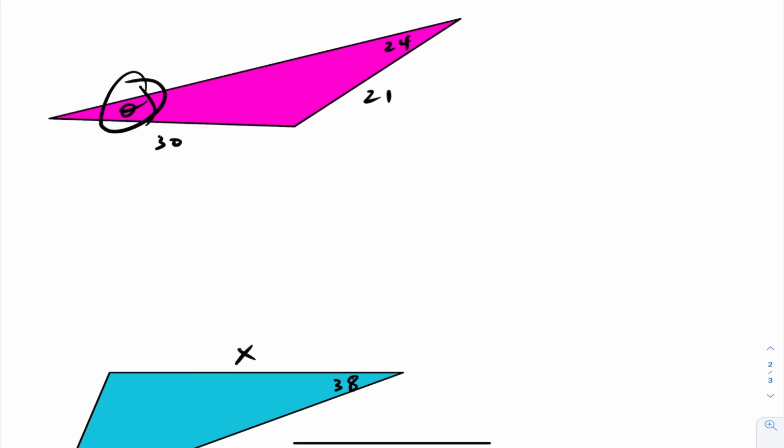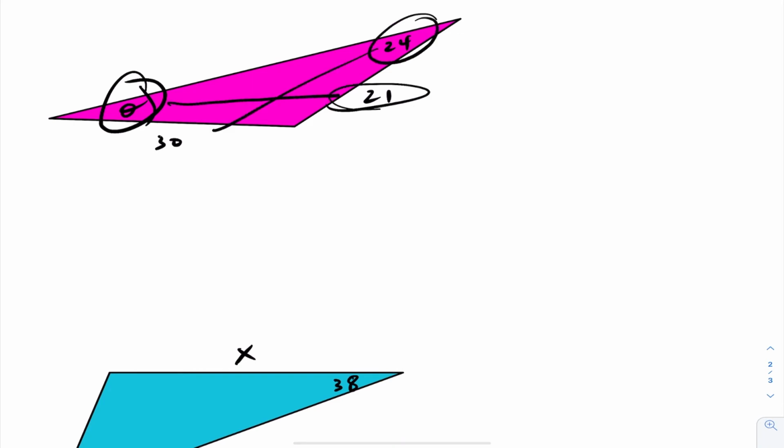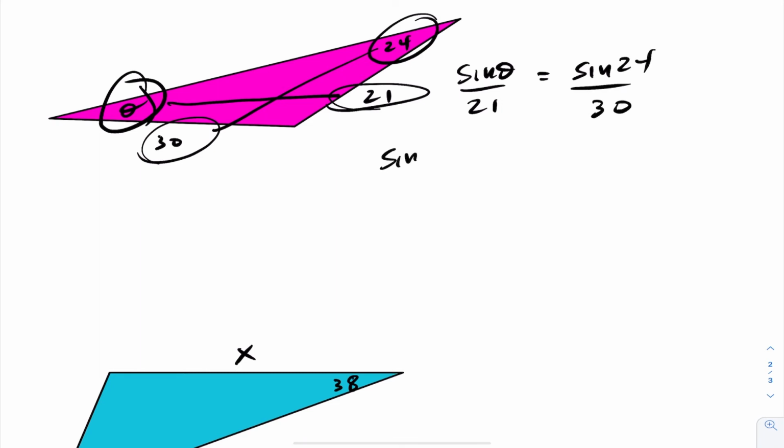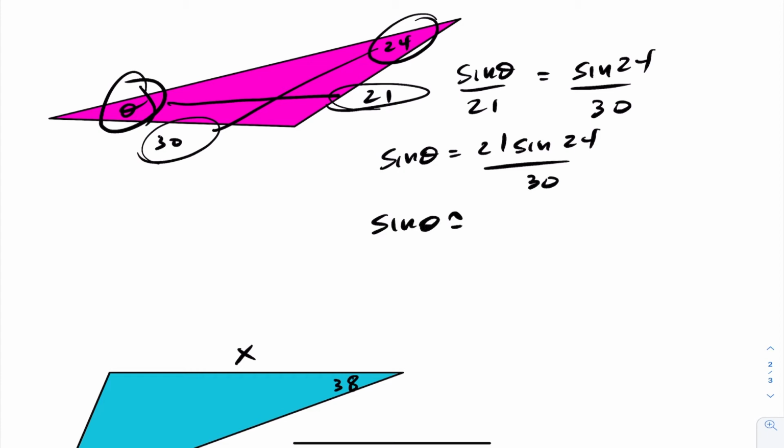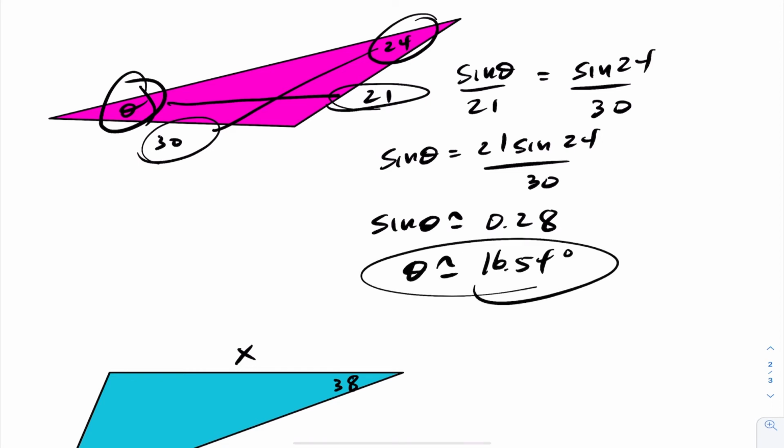So if I did do the sine law, we'd have sine of theta over 21, so that's good. We've got sine of 24 over 30. So sine of theta over 21 is sine of 24 over 30, in which case here the sine of theta is 21 sine 24 over 30. The sine of theta to 2 decimal places is 0.28, and taking our sine inverse, we get 16.54 degrees.